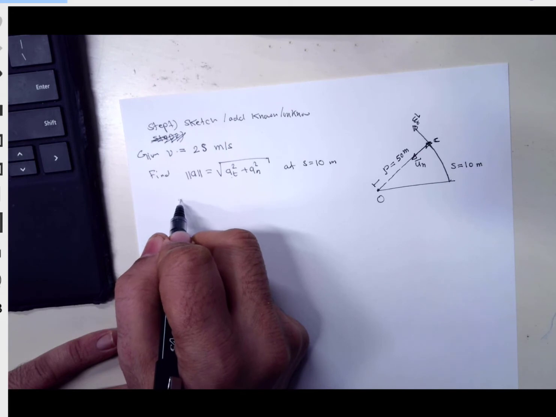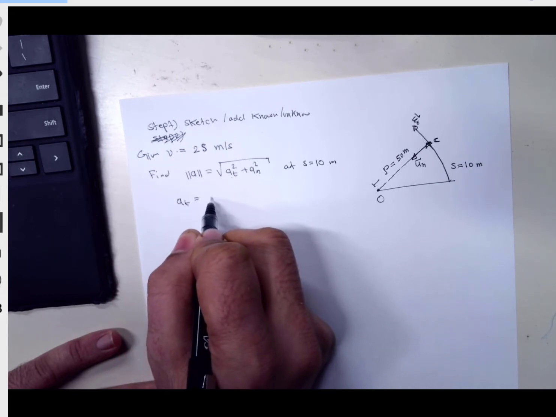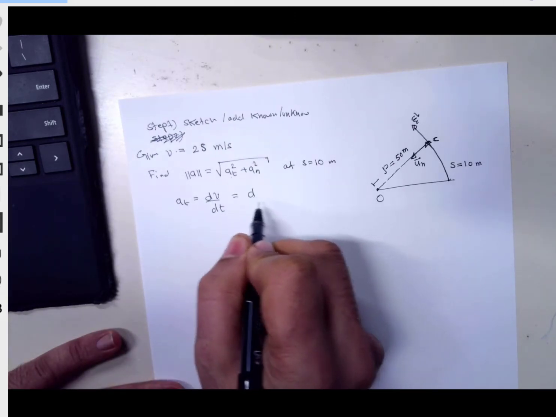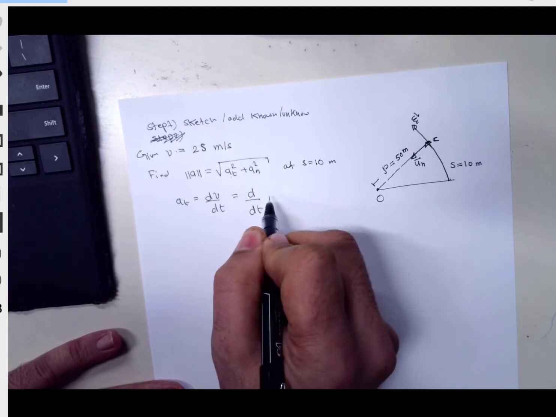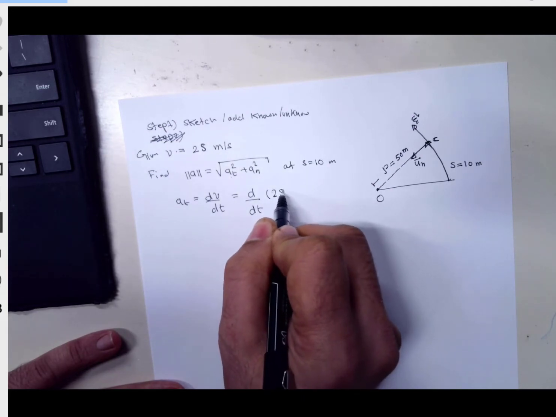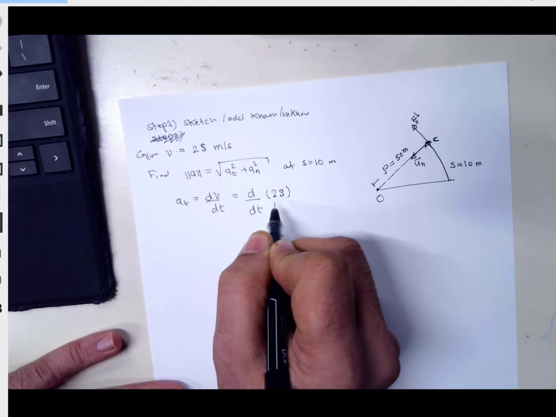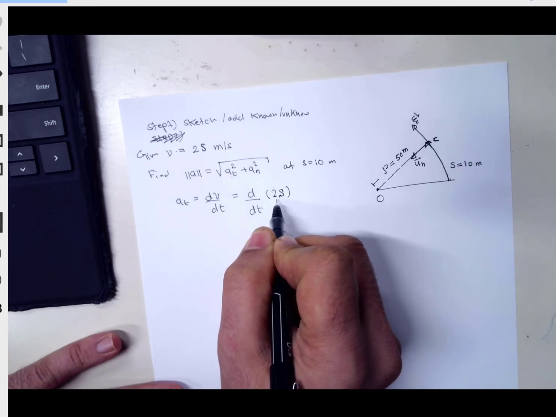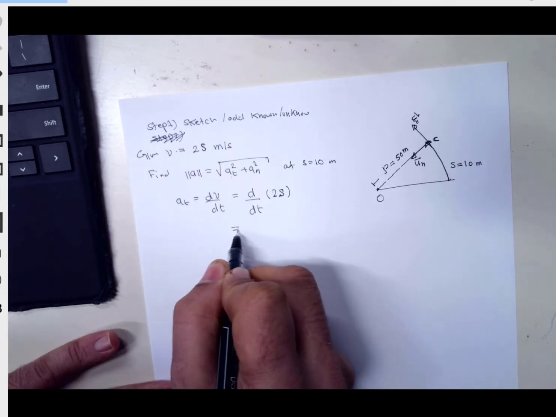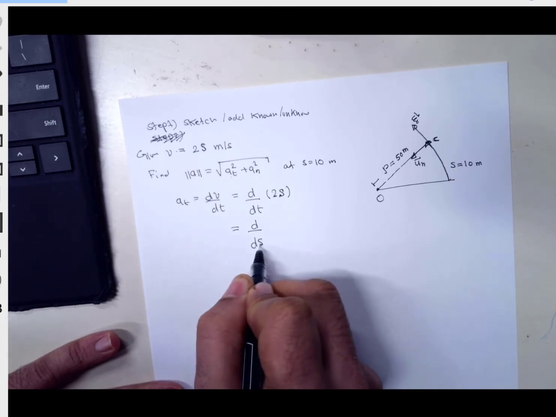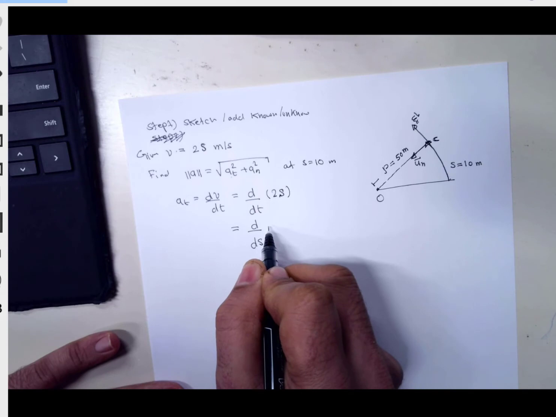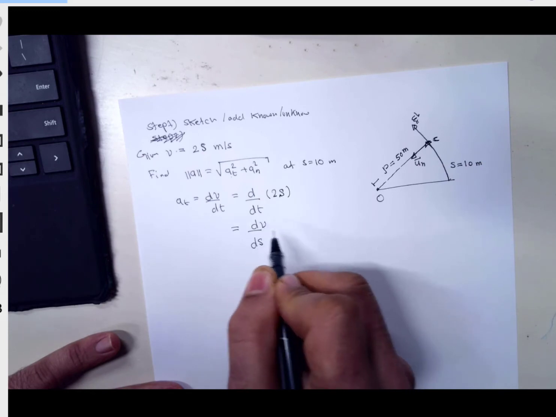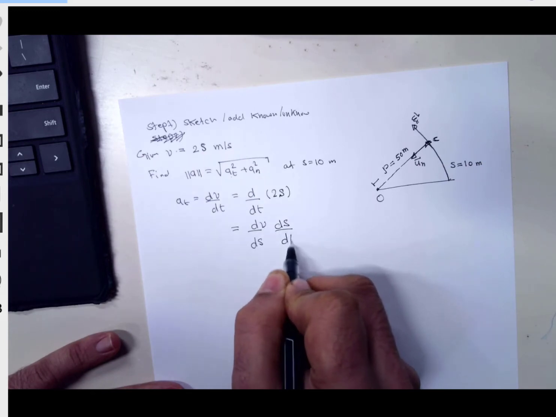And now a_t equals dv over dt, as we know, and that's equal to d over dt of this magnitude. Now this is not a function of time, so I need to rewrite it so that I can take the derivative. So I will use the chain rule, equal to d over ds, and this is ds over dt.